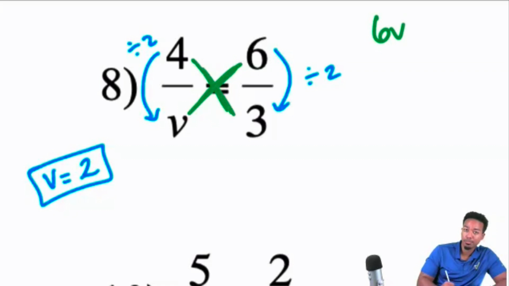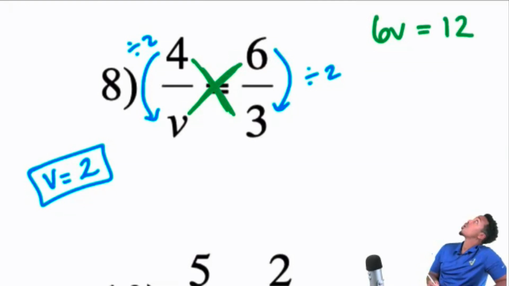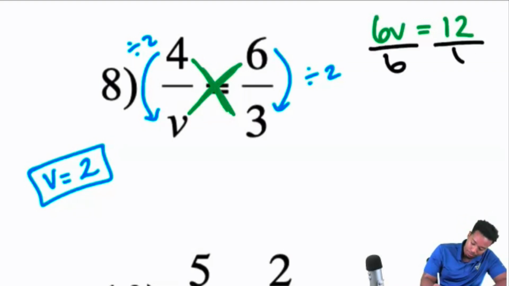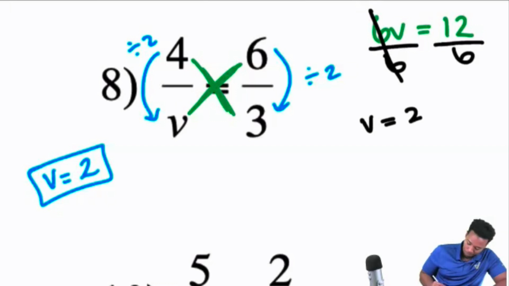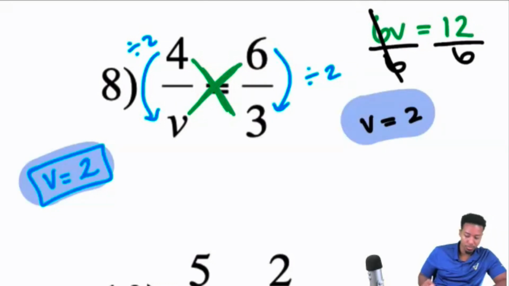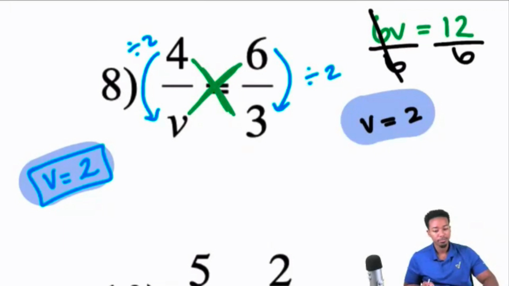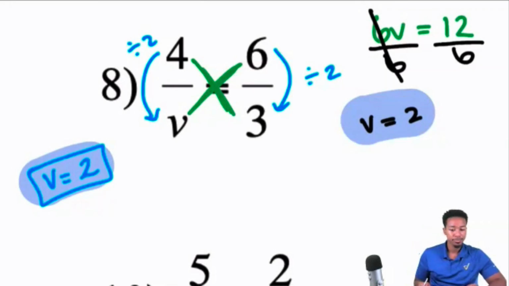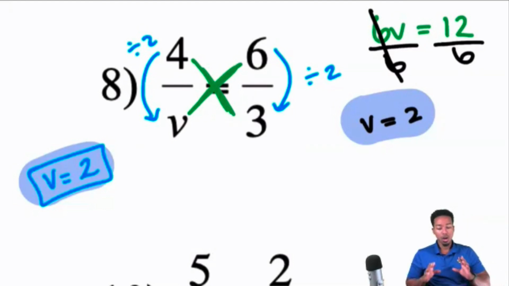4 times 3, that'll give us 12. And so what we need to do here is look at the 6 and the 12. I'm going to divide both sides by 6 here. And we end up getting V equals 2. Same answer, all good, all day. So we should be good there. I'm sure a lot of us were looking at that like, yeah, cool, so far so good.